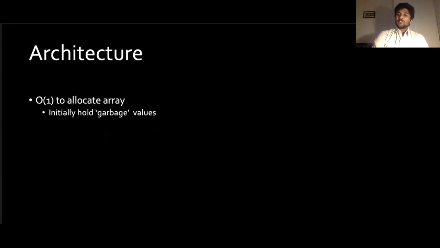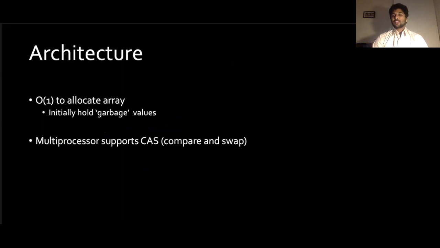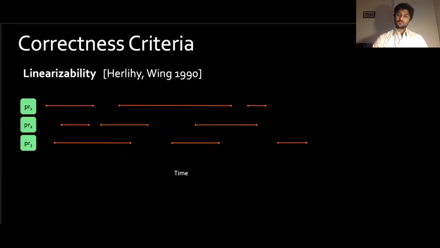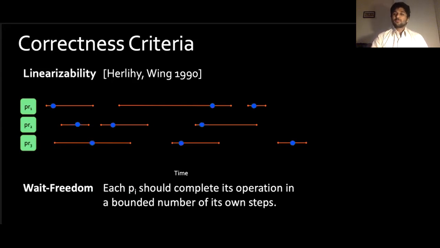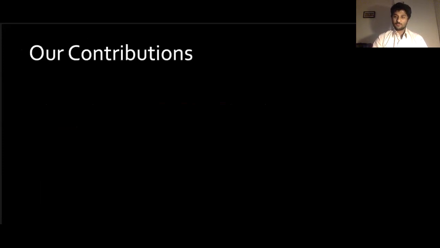We assume that all the values in an allocated block of memory will initially hold arbitrary garbage values. Furthermore, we assume support for the compare and swap, CAS, instruction. Our goal, in turn, is to design fast arrays that are linearizable and wait-free. By linearizable, we mean that each operation by a process p_i, which actually executes over an interval of time, appears to take place instantaneously at some point between its invocation and return. Wait freedom means that each operation by a process p_i completes in a bounded number of p_i's own steps.